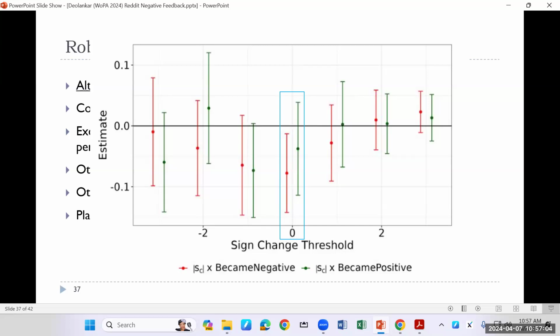But what we did is we redefined the sign change threshold indicator to be 1 when no sign change had occurred, when some random threshold like 1 had been crossed, 2 had been crossed, 3 had been crossed, or -1 had been crossed, -2 had been crossed, and so on. And we don't find effects when we shouldn't find effects. So there's something special about this 0, which leads us to believe that it is a plausible exhaustion shift.